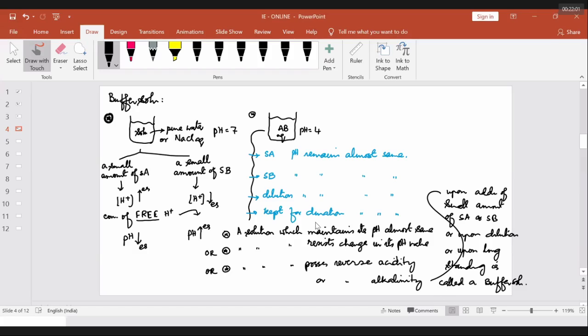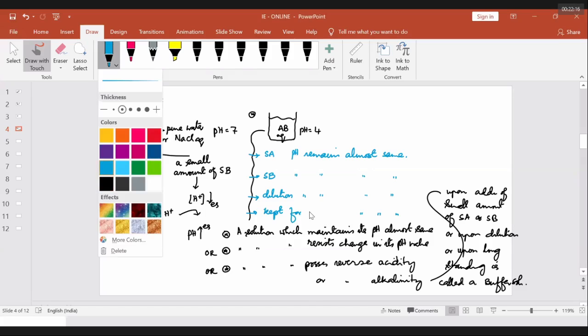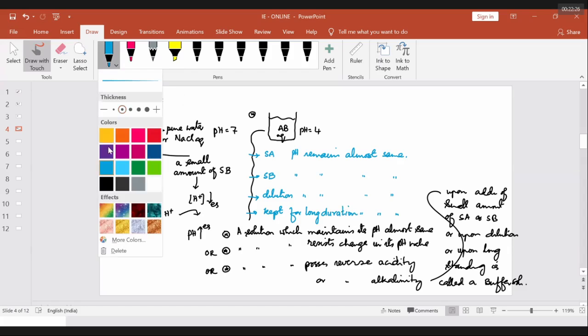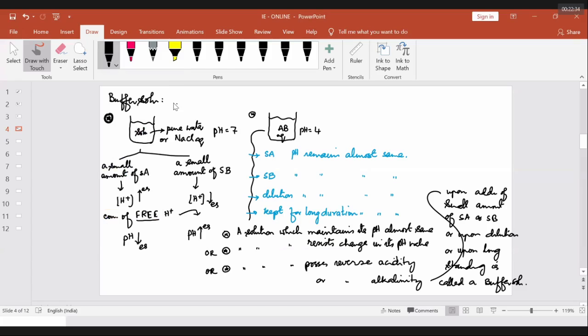Wait a minute, I'll correct it. Now is it comfortable to you? Long duration. If you are leaving it in the atmosphere, even then there will be no change in pH value. Go ahead, go ahead.